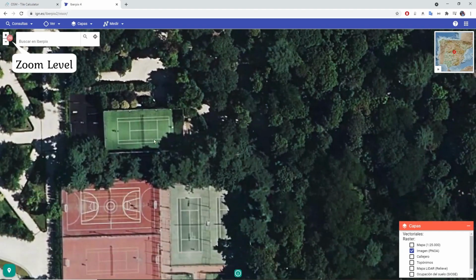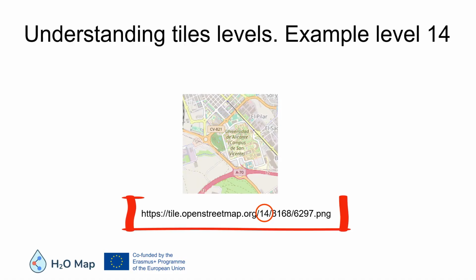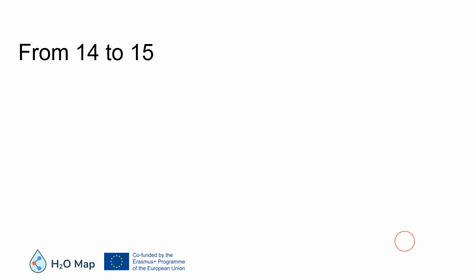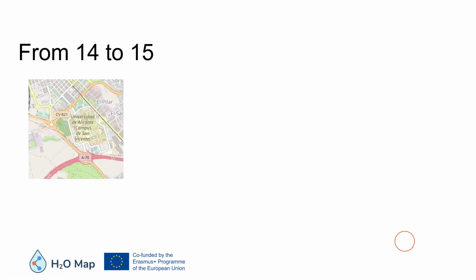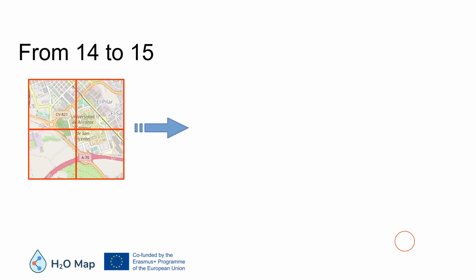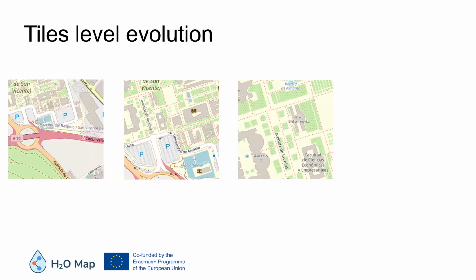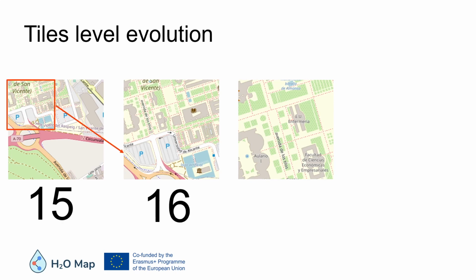Let's see a practical example. Look at the following URL, which corresponds to a tile at level 14. That same tile at level 15 is divided into 4 more, which are the ones we have on the right. The same is what happens with this evolution from tile 15 to 18. The red boxes indicate the part that will be seen as a new tile on the right.